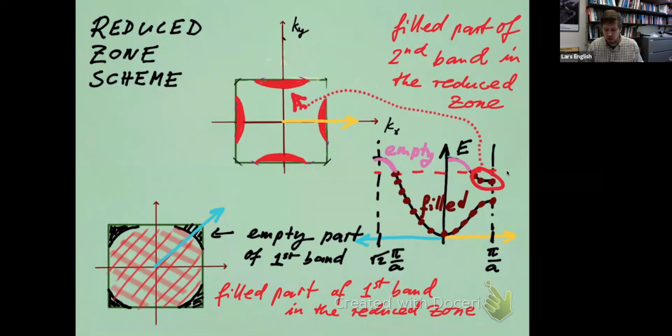You could say that this little bit here corresponds to these red regions that are filled, and those empty parts of the first Brillouin zone correspond to these empty corners. So this is a busy slide. Again, feel free to pause and reflect a little bit.